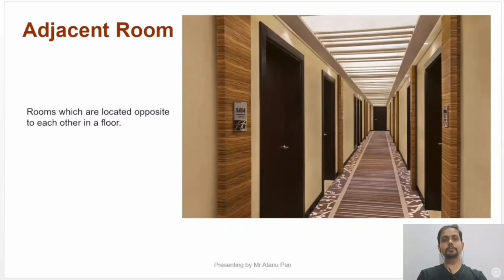Adjacent rooms means rooms opposite to each other, near to the room. Like in a corridor, in the picture you can see that there are many rooms which are just opposite to each other. So they are called adjacent rooms.